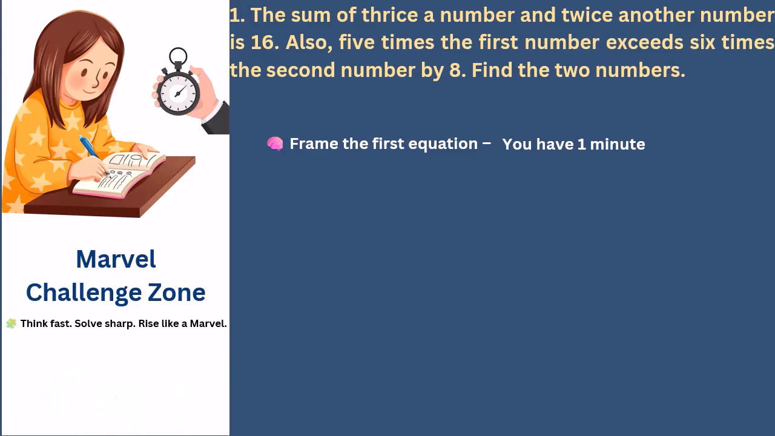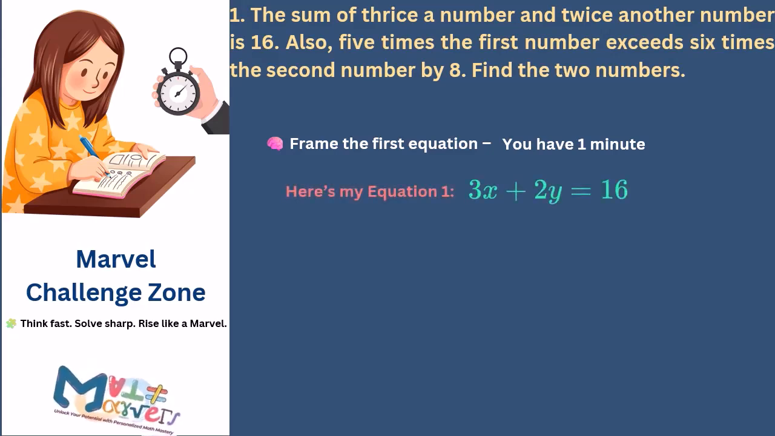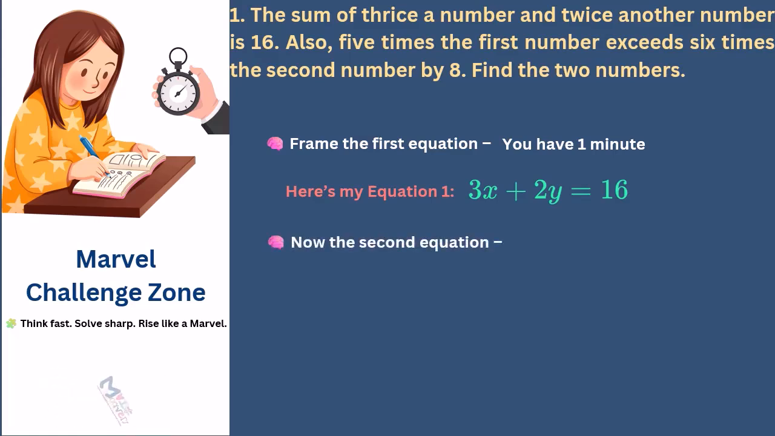Done? Here's what equation 1 should look like. 3x plus 2y equals 16. Got it right? Nice work. Now time for equation 2. Read the second sentence and frame the next equation. You've got another 1 minute. Go.